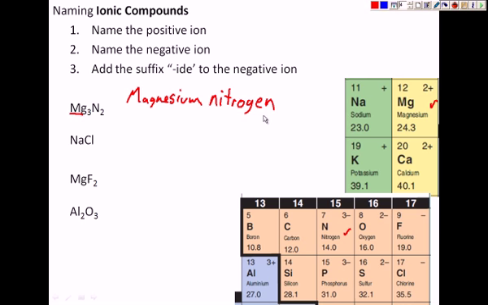So before we add the suffix "ide" to the negative ion, what we have to do is remove the old suffix. Here's the old suffix, "ogen," and what we're going to do is add "ide." So now when I rewrite it, it's going to say magnesium nitride. And that's our final answer.